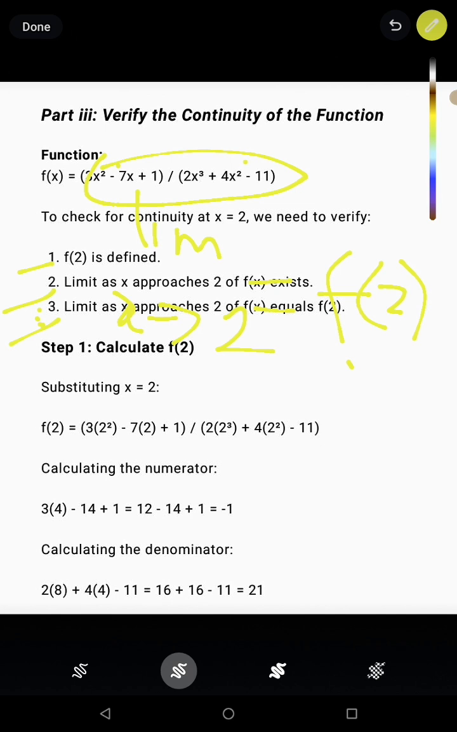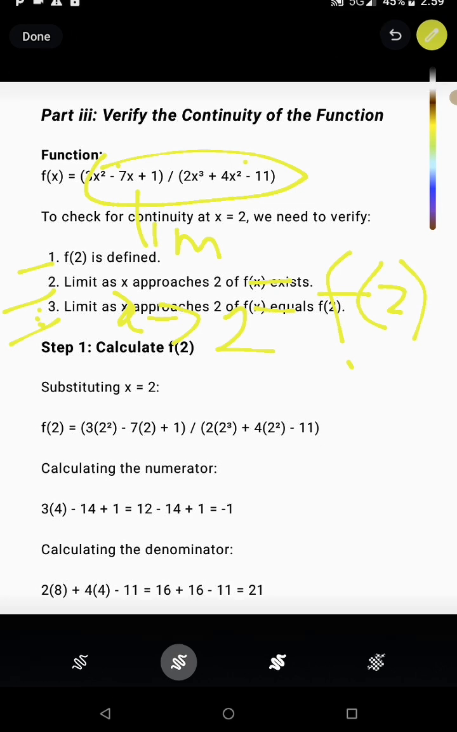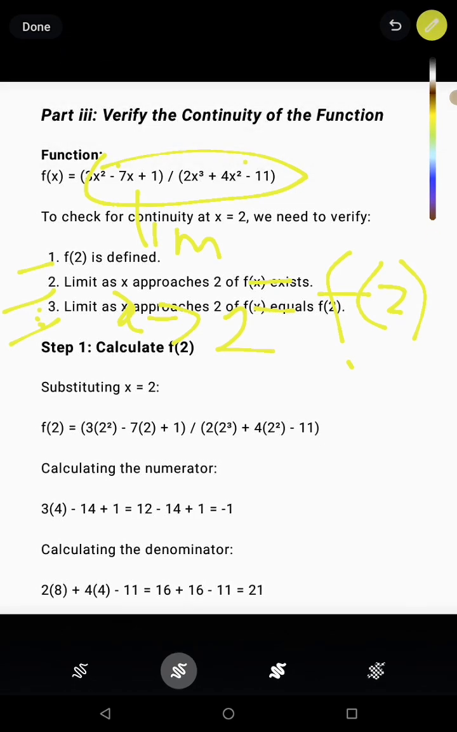Just get that clear. Now, how do I get f of 2? If f of x equals something, f of 2 is found by substituting 2 for x. Are we together here? So we have a numerator and a denominator. Substitute 2 into the numerator, substitute 2 into the denominator, and let's see how it goes. For the numerator, we have 3x squared minus 7x plus 1. That will be 3 into 2 squared minus 7 into 2 plus 1.